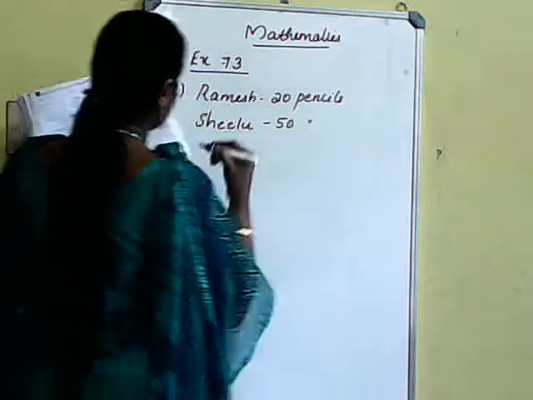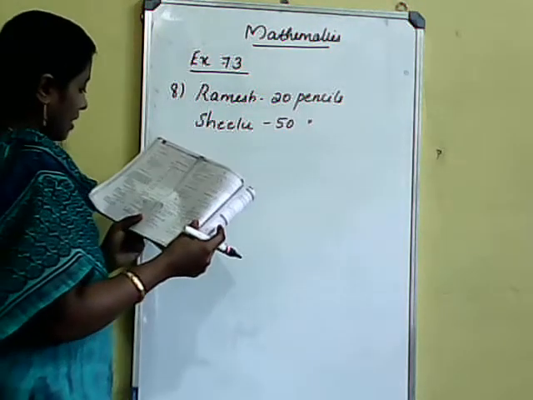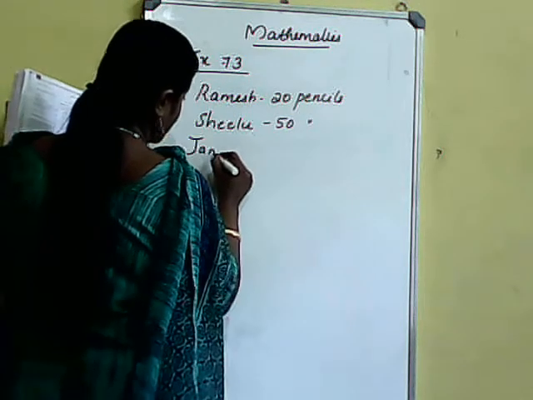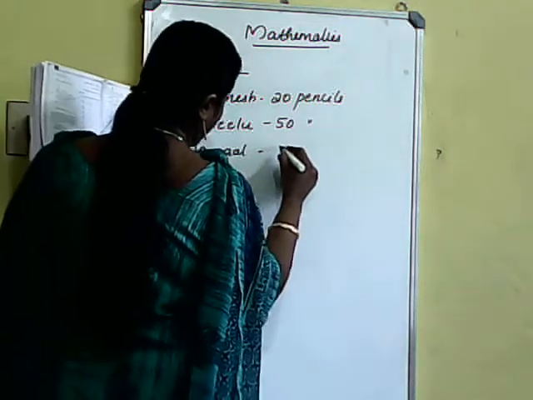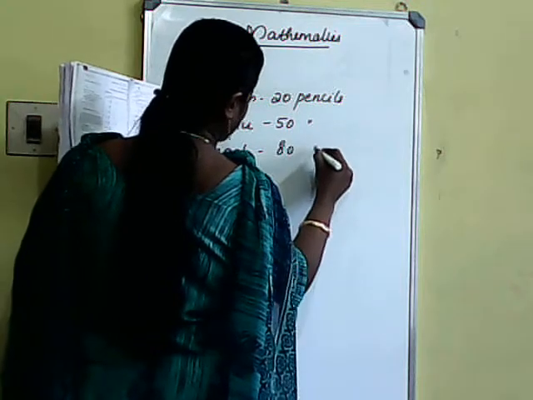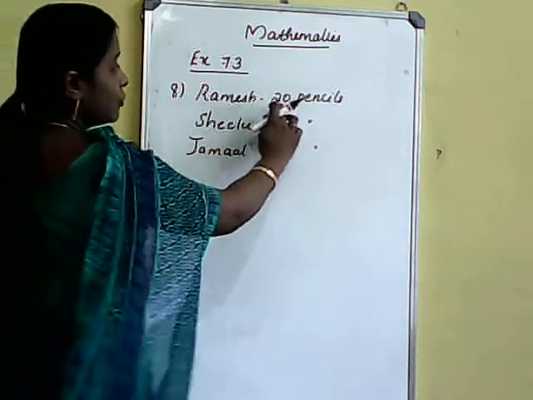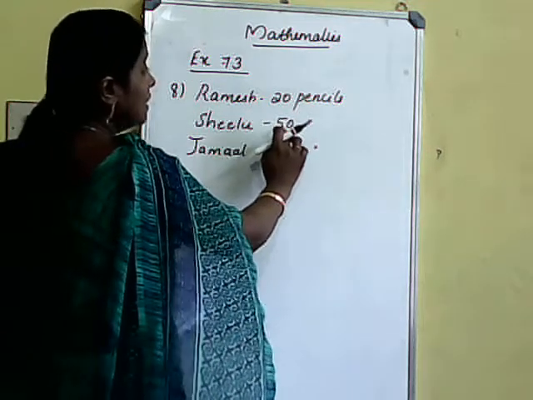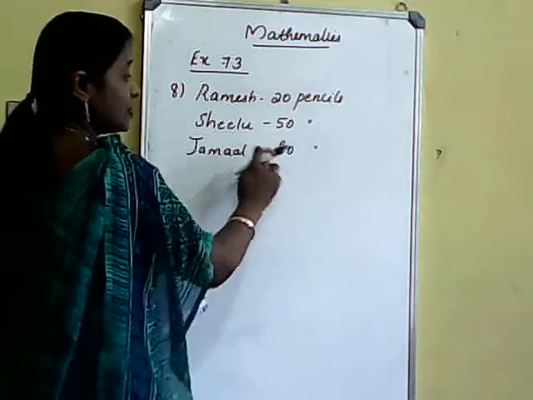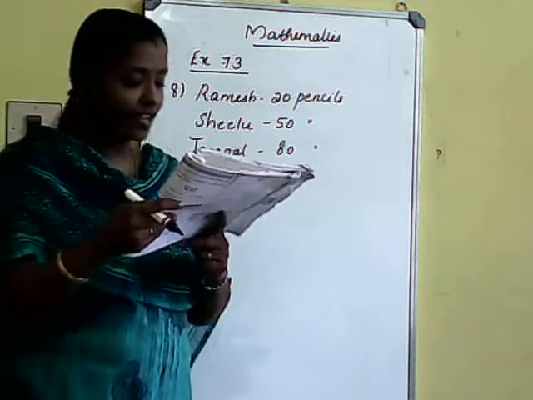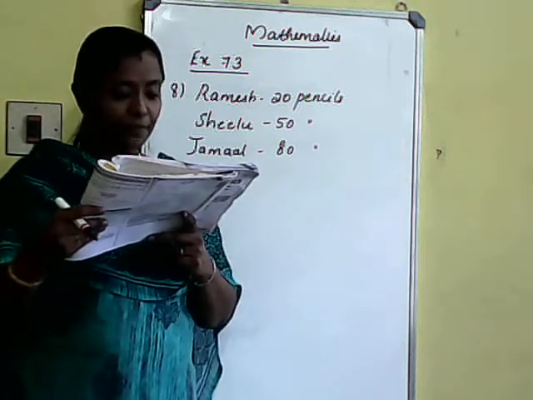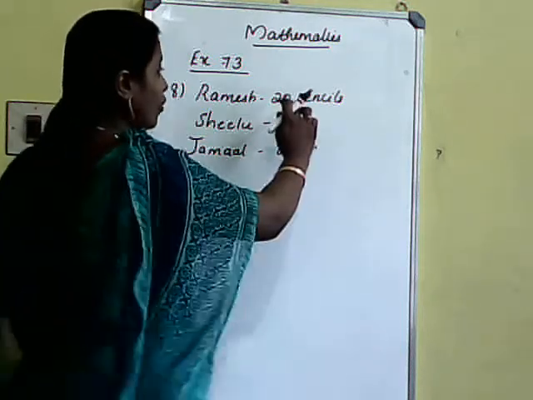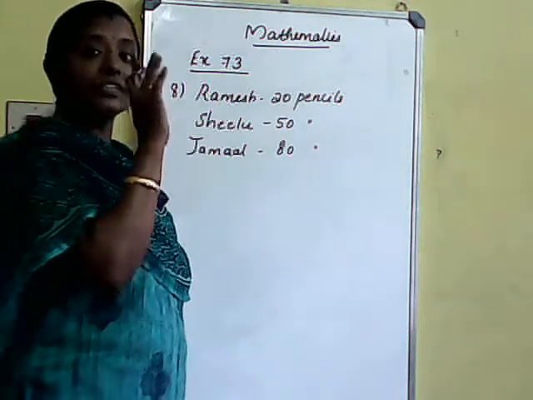And then Jamal had 80 pencils. So, Ramesh had 20 pencils, Sheelu had 50 pencils and Jamal had 80 pencils. After 4 months, Ramesh used up 10 pencils. So, out of this, Ramesh used 10 pencils.